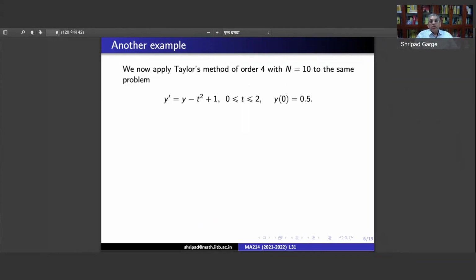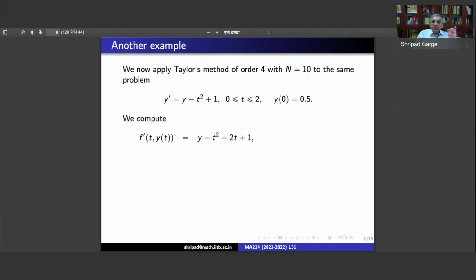Okay, so we now have to compute y prime, y double prime, y triple prime, and y fourth derivative, which is to say that we need to know f, which we already know. We need to know f prime, which we computed in the previous example. Now we need to compute f double prime, and then we will need to compute the triple prime of f.